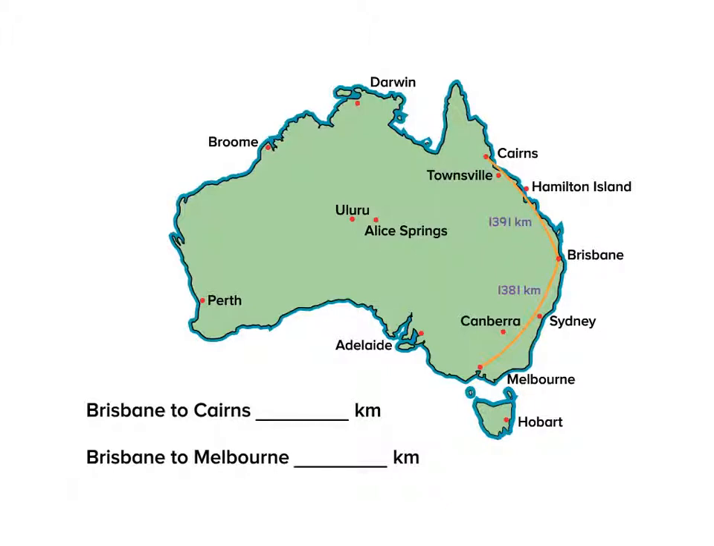And you can see on my map that distance is 1,391 kilometres. So I'm going to write that number just in here, 1,391 kilometres. Next, I have a distance from Brisbane to Melbourne, down here. Melbourne is the capital of Victoria. So the distance from Brisbane to Melbourne is 1,381 kilometres. So Brisbane to Melbourne, 1,381 kilometres.